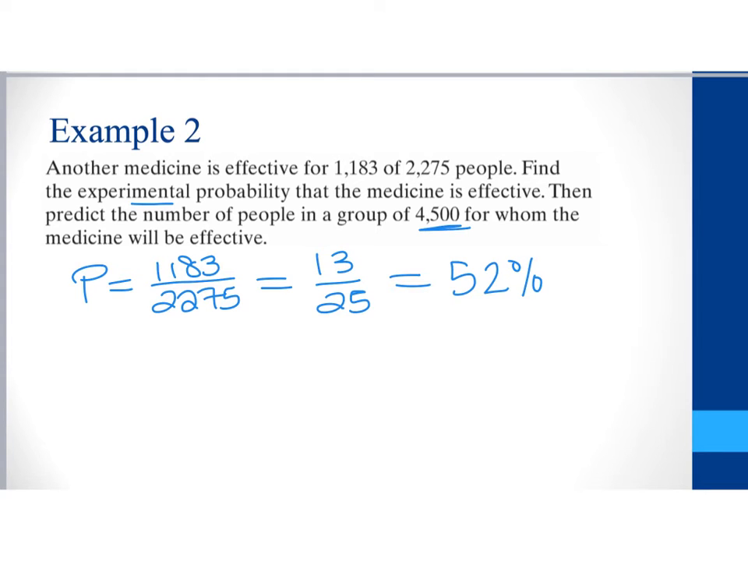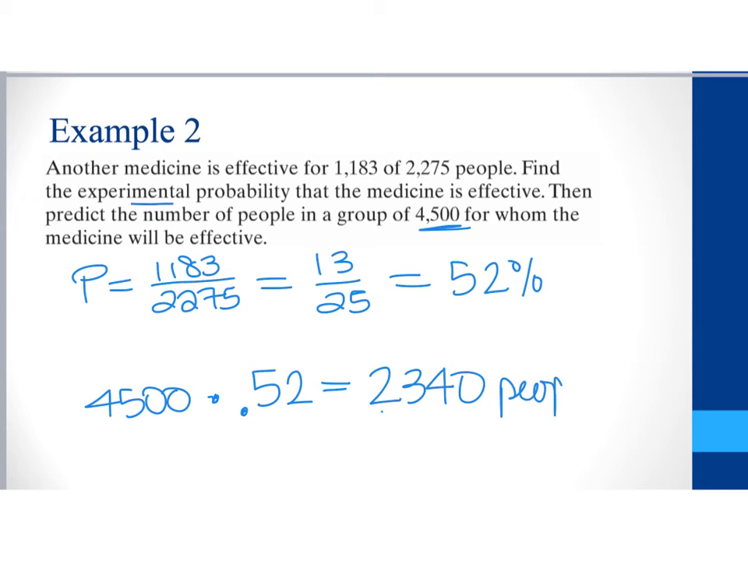So now for part 2, it says, then predict the number of people in a group of 4,500 for whom the medicine will be effective. So if I take my 4,500 people, I personally like to multiply it by the percentage. Remember, you convert percentages to decimals. So 52% becomes 0.52. And when I multiply that, I end up with 2,340 people are going to be predicted to have a success rate out of a group the size of 4,500.